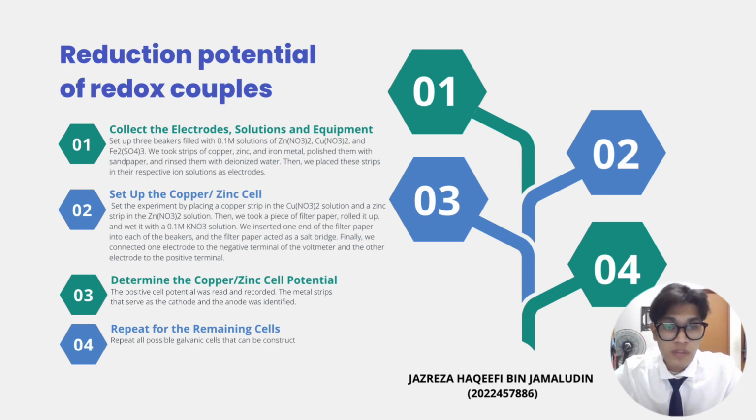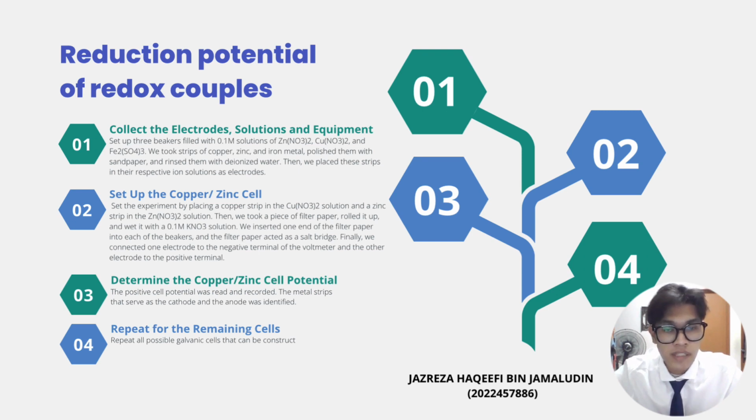First thing, we need to collect the electrode solutions and equipment, where we set up 3 beakers filled with 0.1 M solutions of zinc nitrate, copper nitrate, and iron(II) sulfate. We also took strips of copper, zinc, and iron metal. We polished them with sandpaper and rinsed them with deionized water. Then we placed the strips in their respective ion solutions as electrodes.